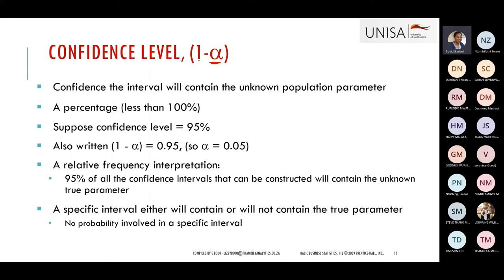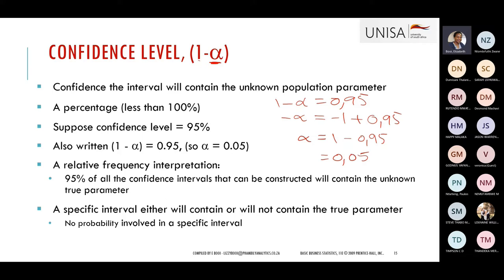Your confidence interval will contain the unknown population parameter, and it is going to be represented as a percentage, because it will be 95%, 90%, 80%. And we can write it as follows. If it's 95%, we know that 95% is the same as 1 minus alpha. And 1 minus alpha is equal to 0.95, which is 95%. If we want to make alpha the subject of the formula, it will be minus 1 plus 0.95, and we multiply all the way with a negative. Therefore, alpha is equal to 1 minus 0.95, and our alpha will be equal to 0.05, and that will be our alpha value.